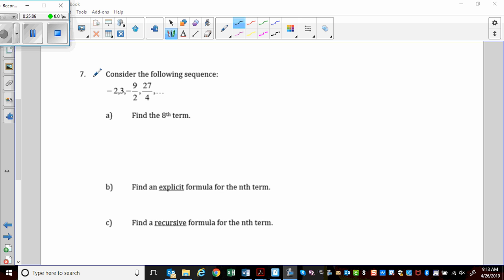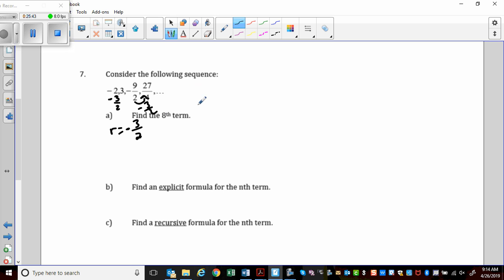Let's try this one. It says consider the following sequence, find the nth term. So is it arithmetic or geometric? It looks like we are multiplying each time, and it's going from negative to positive to negative to positive. So it looks like I'm going to multiply by 3 over 2 would give me 3. 3 times 3 over 2 would give me 9 over 2. So let me make sure this is times negative 3 over 2. Perfect. So my common ratio is negative 3 over 2.